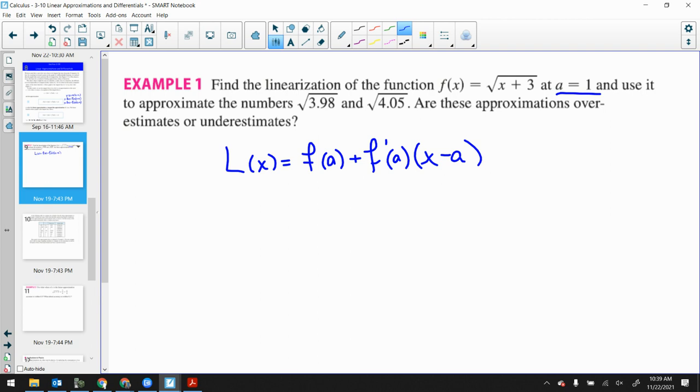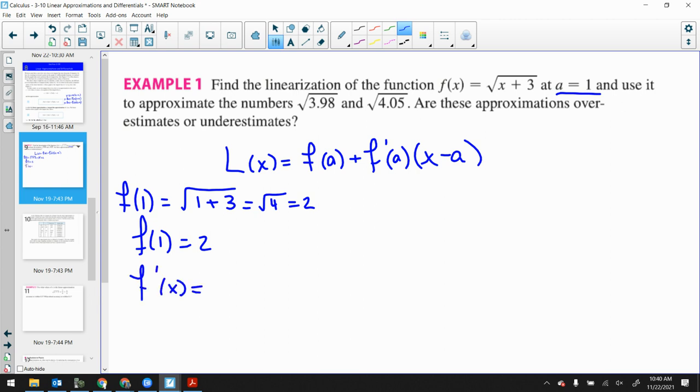So we have to find all of these things. Well, let's start with f of a. So what is f of 1 in this case? Well, that would be the square root of 1 plus 3, which is 4, which is 2. So f of 1 is 2. That's like the coordinate, right? 1 comma 2. So we would need to now find the f prime at a.